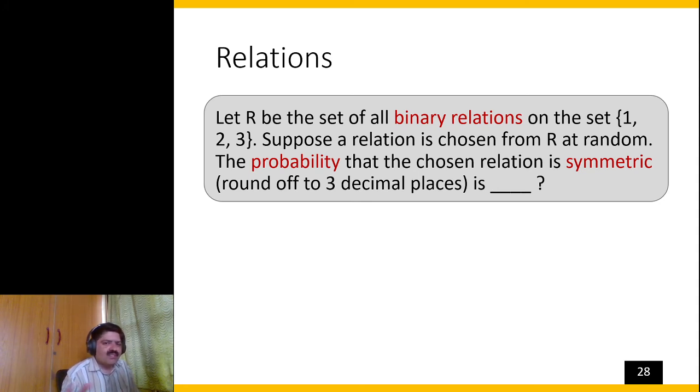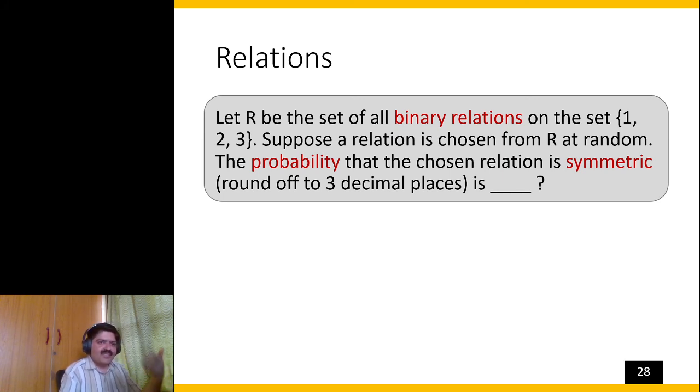So this time the only change in the question is we are moving from reflexive to symmetric relation. Once again, pause the video here and try to solve this yourself. Let me move on now with the solution.